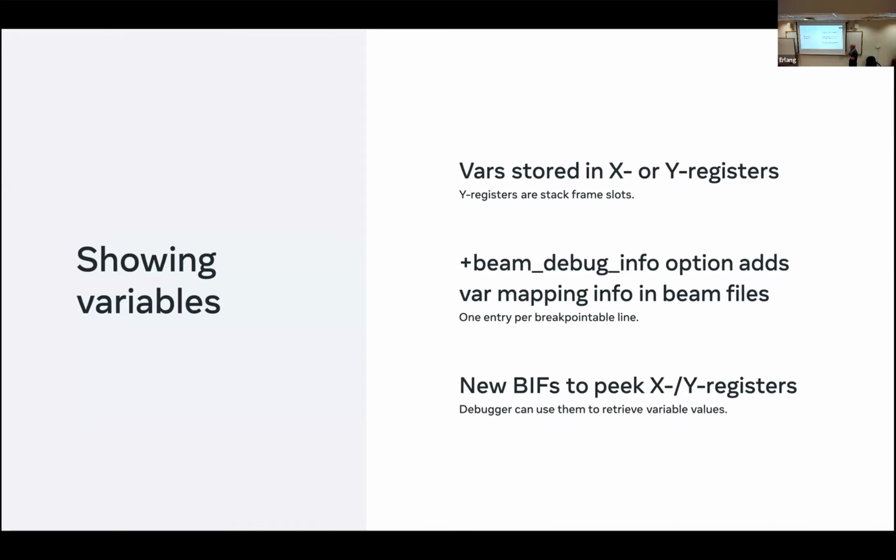This new beam_debug_info option that was added to the compiler makes it create a new section in the BEAM file with debugging information, in the form of a table that says at the beginning of line 42, variable foo is stored in X3, and variable var is stored in Y13. On top of that, we added built-in functions to pick the value of any X register or Y register in a suspended process, and to do the same for all the contents of the stack. And that's mostly it.